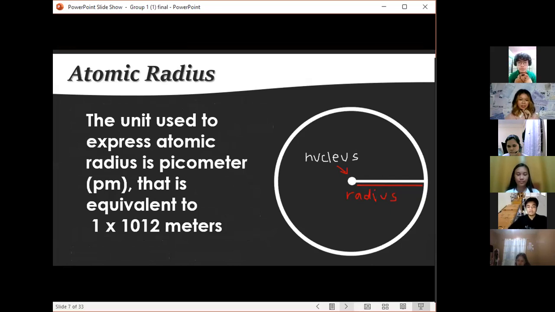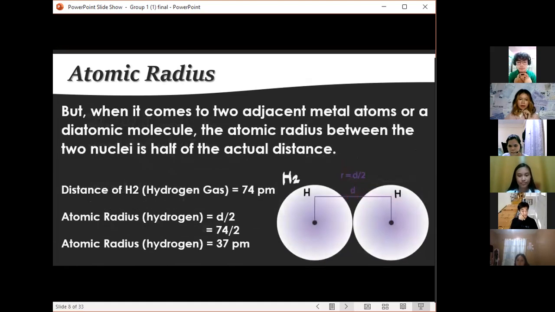The unit to express atomic radius is picometer or pm, that is equivalent to 1 times 10 raised to negative 12 meters. But when it comes to two adjacent metal atoms or a diatomic molecule, the atomic radius between the two nuclei is half of the actual distance. Say, for example, we have hydrogen gas here. Tapos, we have the given distance of 74 picometer. Since ang radius ng isang hydrogen atom ay distance divided by 2, we divide 74 by 2 and we get the answer of 37 picometer.